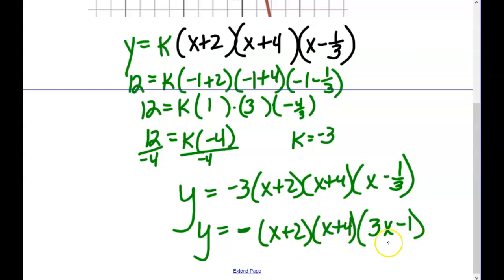Because if I FOILed this all out, it's already going to have a coefficient of 3. Did you try it and it came out with a... Okay. Should come out with a negative 1 still. All right, ready to try another one?